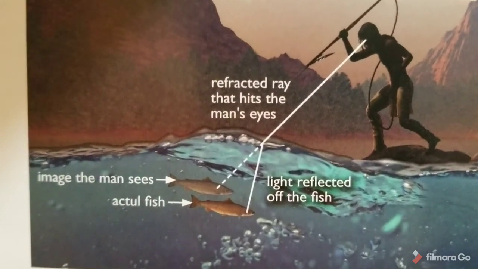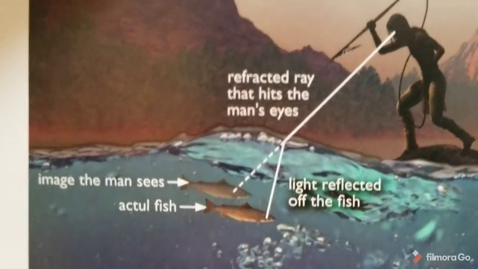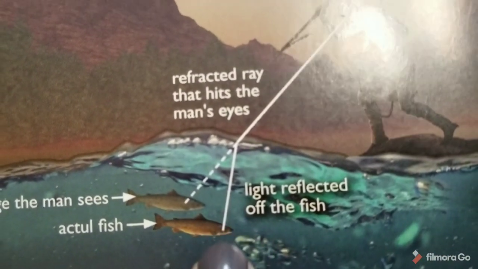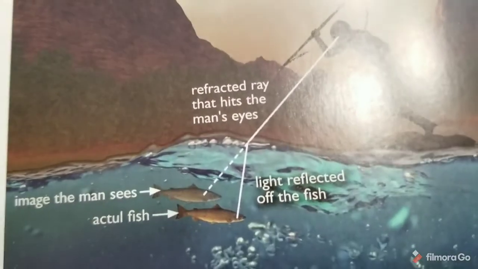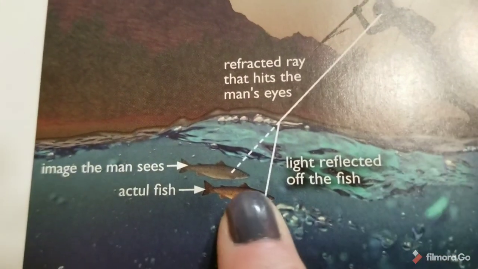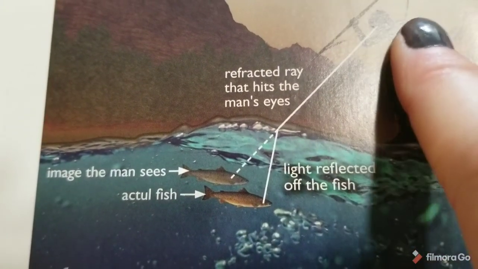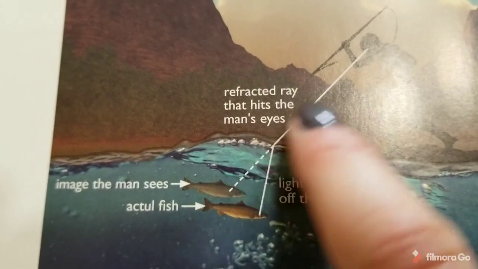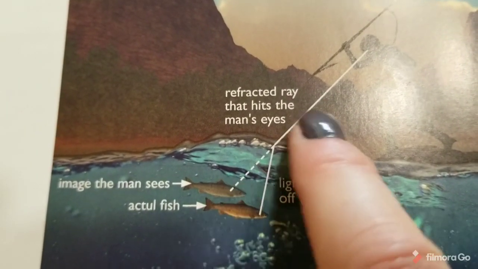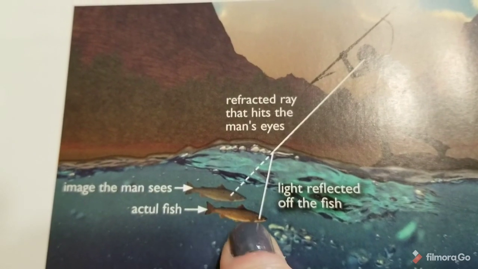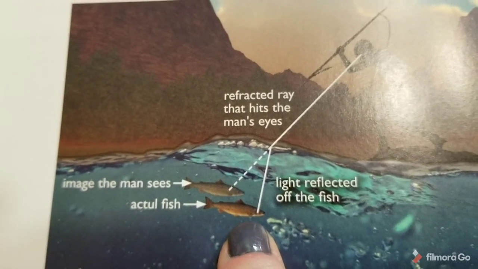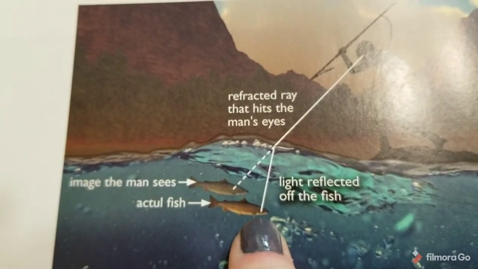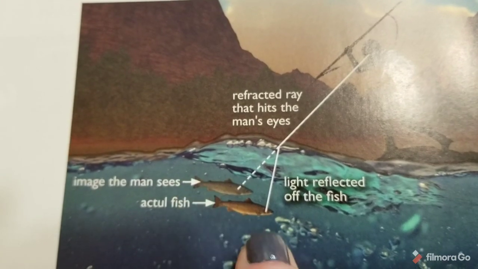And that's because the light rays have been bent. Okay, I have to put this down so I can point here. Light rays have been bent. The light is reflecting off of the actual fish and bending this way. And so what he's seeing, we imagine it to be right here. We think it's here. But to take into account for that bending of the light, he would need to spear in front of the image he sees, right? Because that's where the real fish is. You don't want a fake fish, you want a real fish.